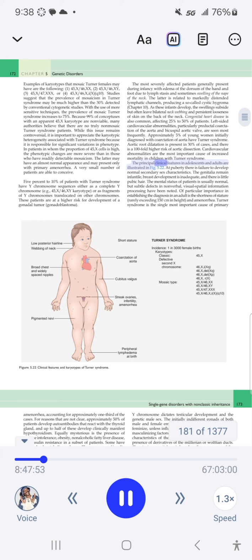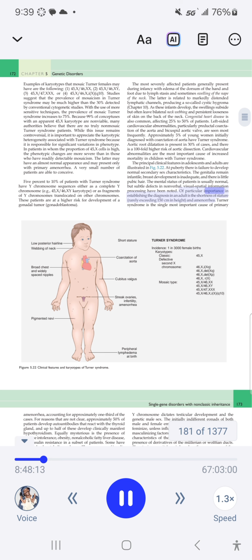The principal clinical features in adolescents and adults are illustrated in Fig. 5.22. At puberty, there is failure to develop normal secondary sex characteristics. The genitalia remain infantile, breast development is inadequate, and there is little pubic hair. The mental status of patients is usually normal, but subtle defects in nonverbal, visual-spatial information processing have been noted.